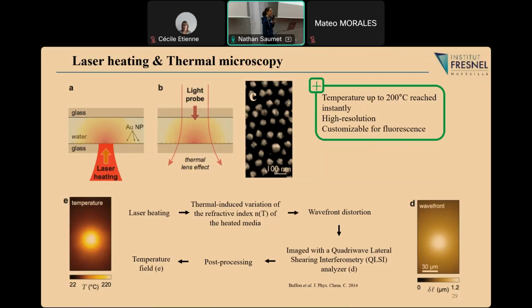We can reach up to 200 degrees. We have a high resolution due to the objective we can use. It's fully customizable for fluorescence. The temperature is reached instantly.